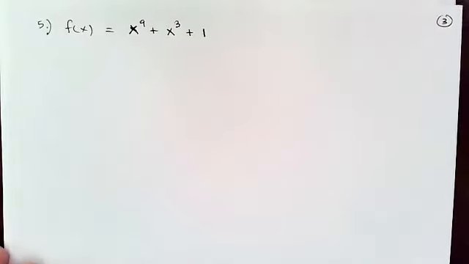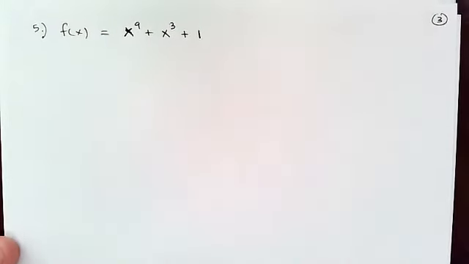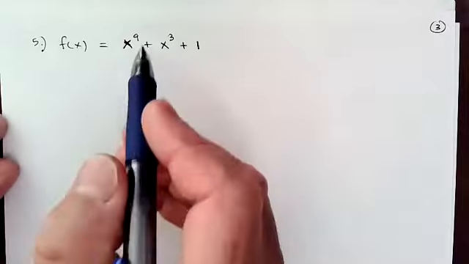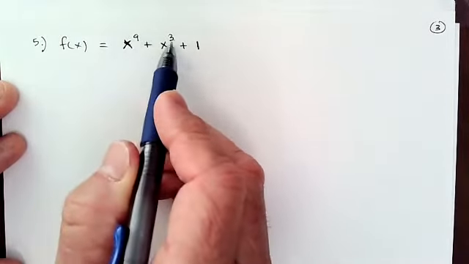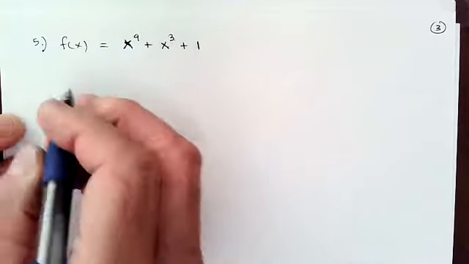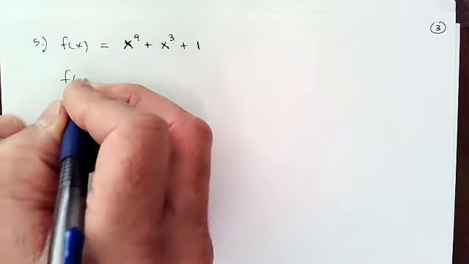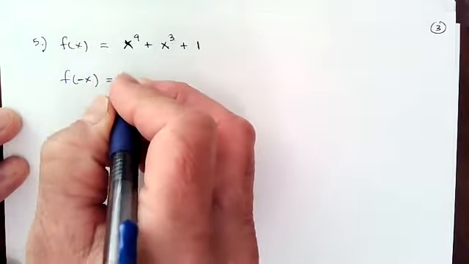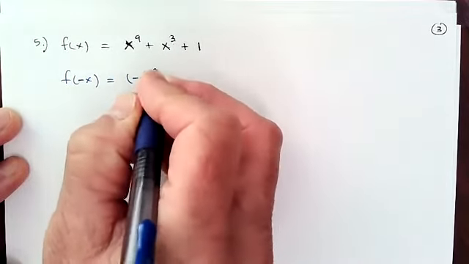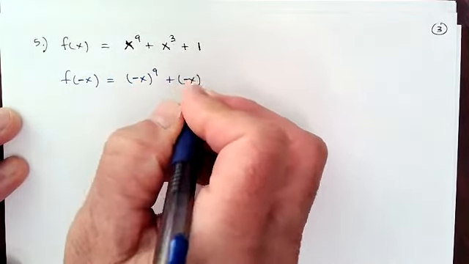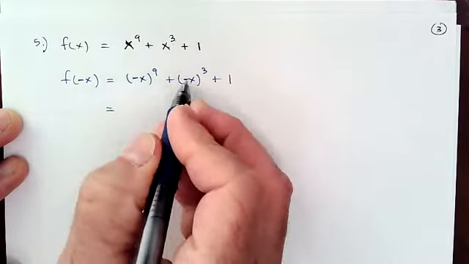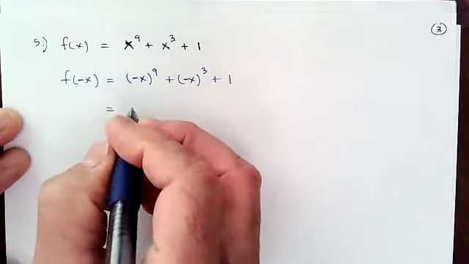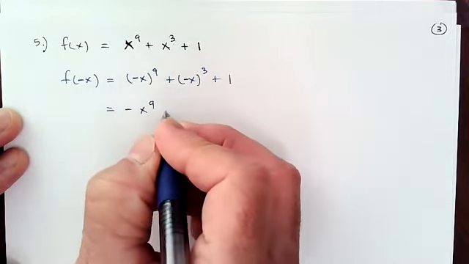But here is my last example. This is where you got to be careful. So my function is x to the 9th plus x cubed plus 1. You might look, hey, I've got just odd powers. This should be an odd function, but let's make sure. Let's check. Both of these are to odd powers when I plug in negative x, so they will both come out to be negative.